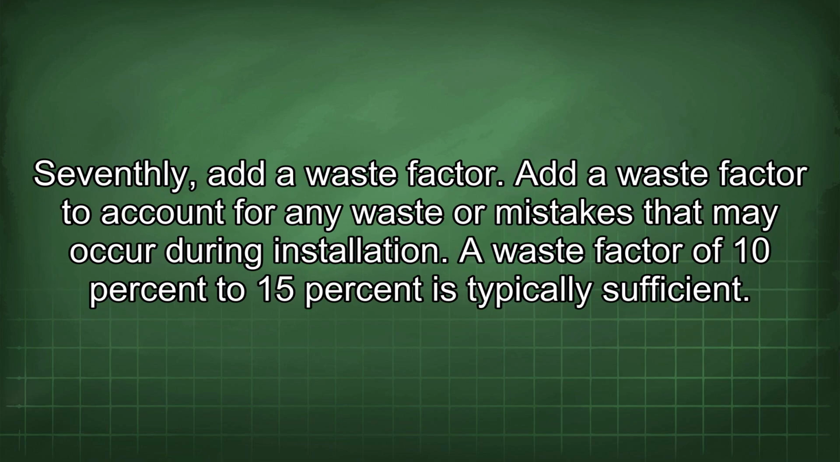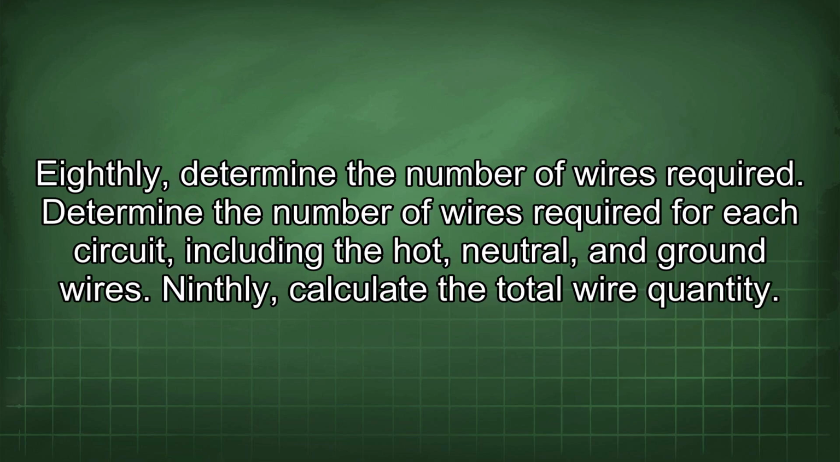Seventhly, add a waste factor. Add a waste factor to account for any waste or mistakes that may occur during installation. A waste factor of 10% to 15% is typically sufficient. Eighthly, determine the number of wires required. Determine the number of wires required for each circuit, including the hot, neutral, and ground wires.